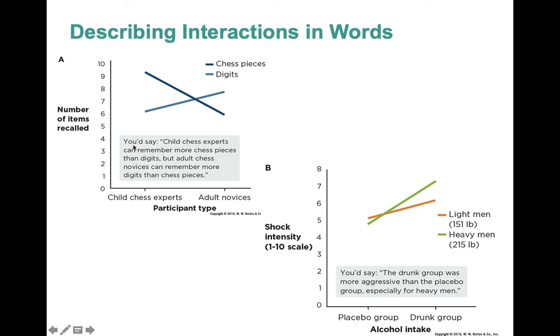recall for chess pieces versus digits depends on whether we're talking about child chess experts versus adult novices, such that child chess experts can remember more chess pieces than digits. Okay, here's the child chess experts. They remember more chess pieces than digits. But adult chess novices can remember more digits than chess pieces. So that's one way to describe it. Here's another way. This was the alcohol, aggression, and body weight. The drunk group was more aggressive than the placebo group, and this was especially true for heavy men. That's a way to describe the interaction in words.